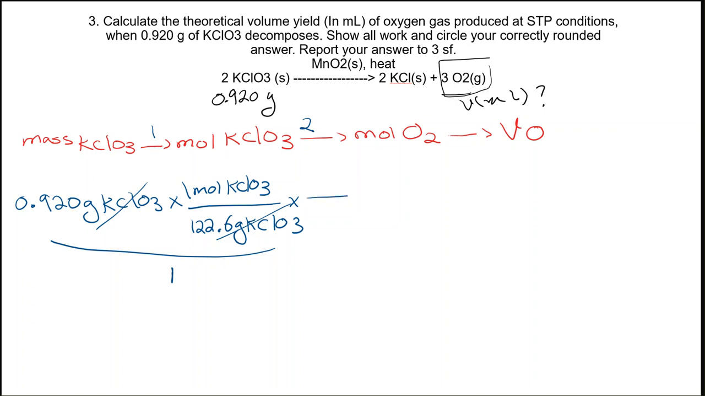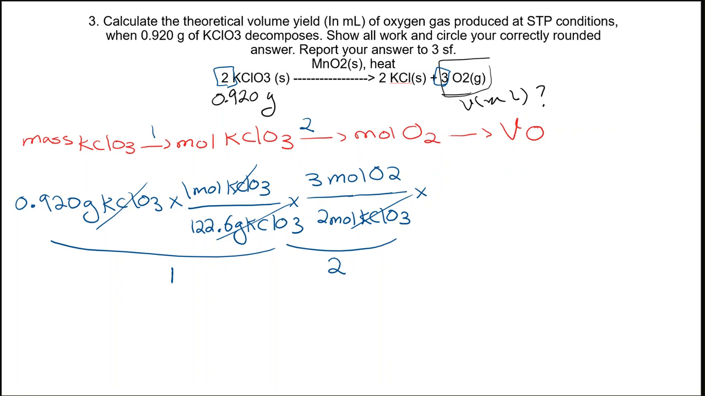So based on the balanced reaction, each 2 moles of potassium chlorate produces 3 moles of oxygen gas. So in step 2, I found the moles of oxygen. Now the next step is finding the volume of oxygen. So how do I go from moles to volume?